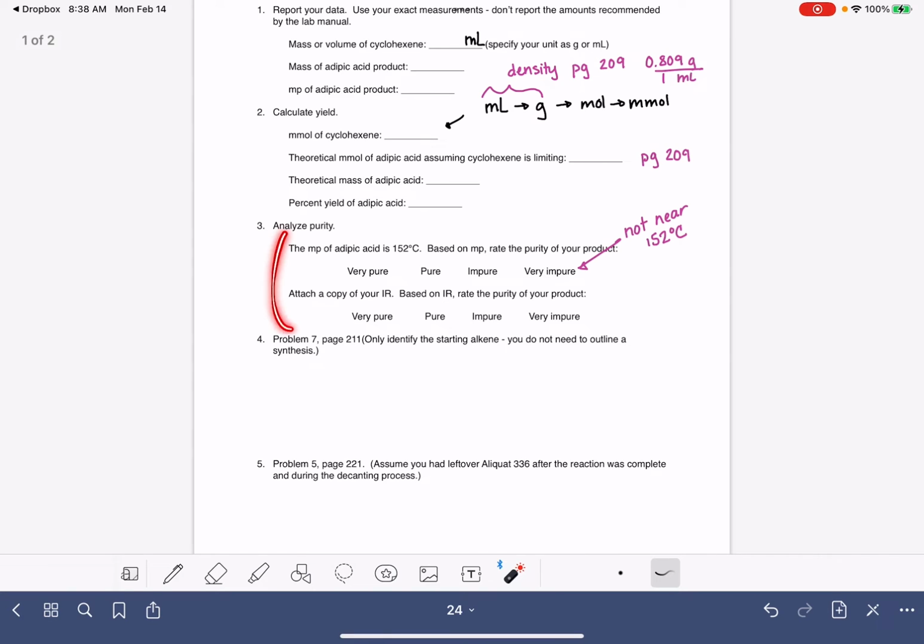You really can't mess this up. You're just being asked to analyze and interpret your data. There isn't really a right answer to this question. This is kind of like your opinion based on your data.